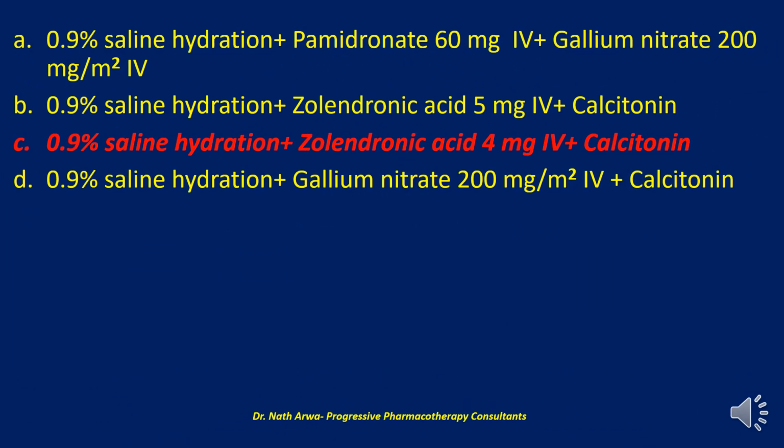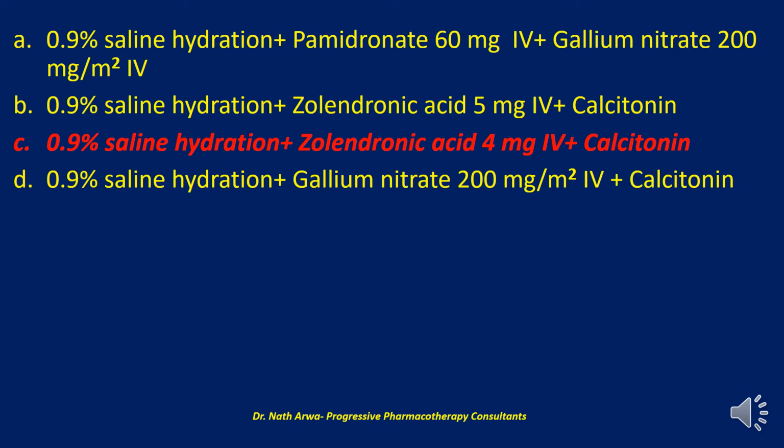I would settle for option C. Initial therapy should consist of IV hydration using normal saline, a bisphosphonate, and calcitonin. Patients with hypercalcemia are usually dehydrated, so IV hydration helps to dilute the calcium concentration in their serum or in their blood and increases renal excretion of calcium.